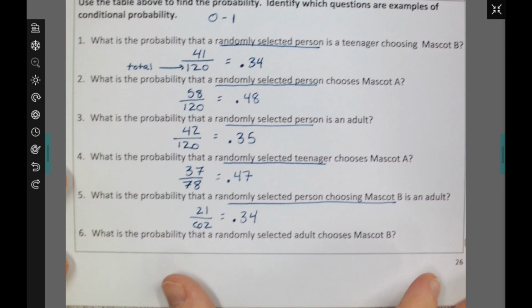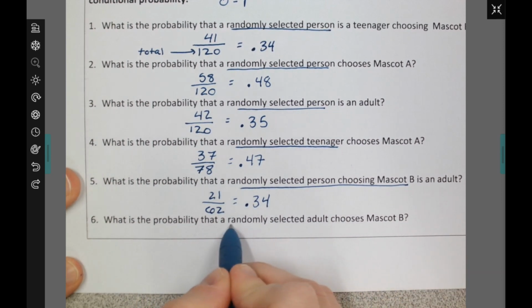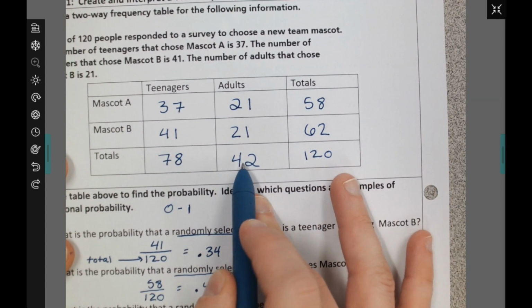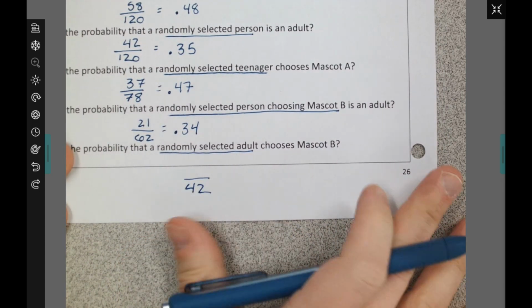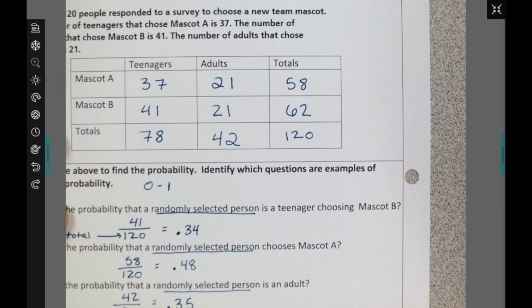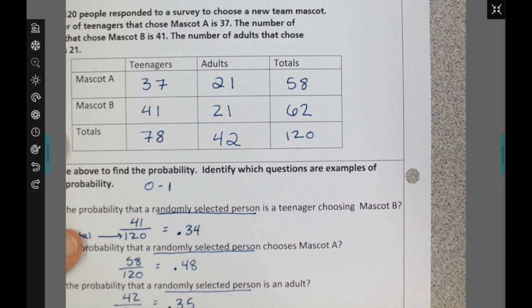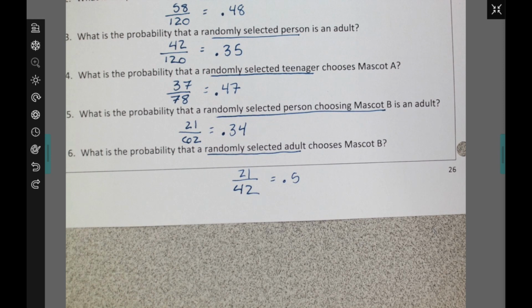And then the last question with this 2A table is what's the probability that a randomly selected adult. Okay, so this is different. You're now looking with just the adults. Okay, so I have total amount of adults is 42. And they want to know what's the probability that the adult chose mascot B. So how many adults chose mascot B? 21. The 21 over 42. And that's how we got the 0.5. So that's section 11.5 and then topic 11 notes, part 1.